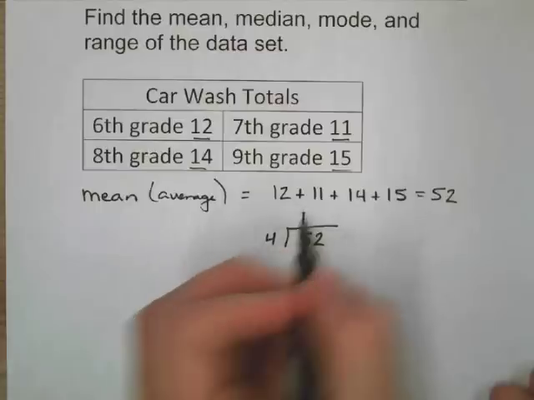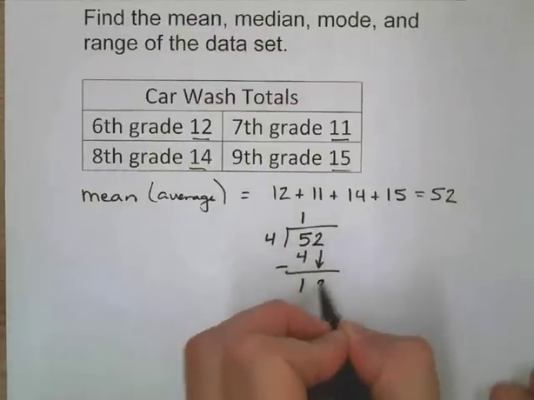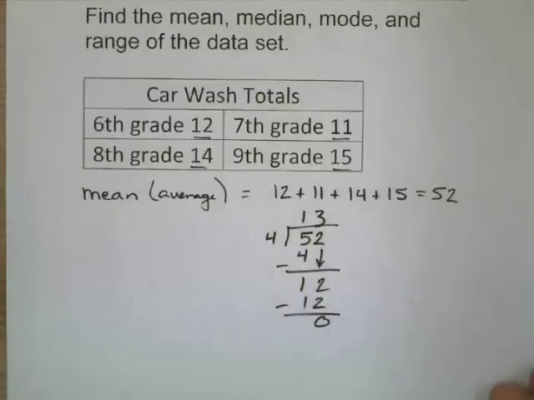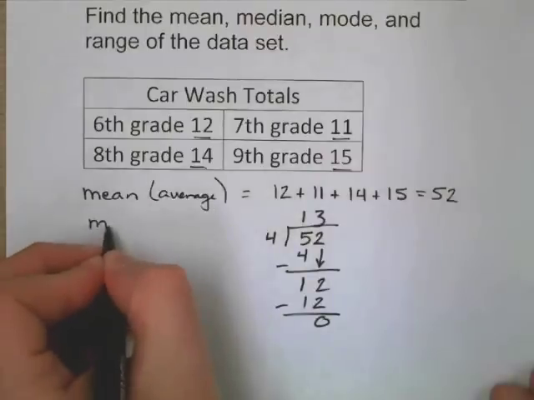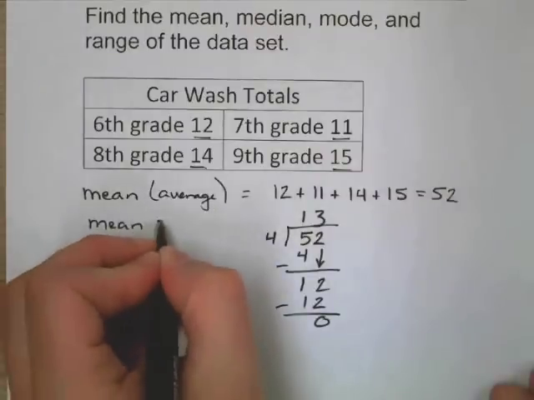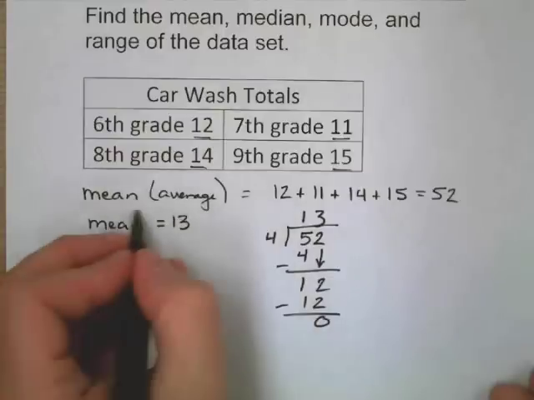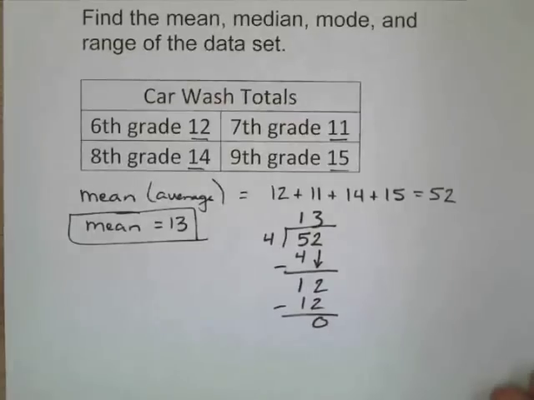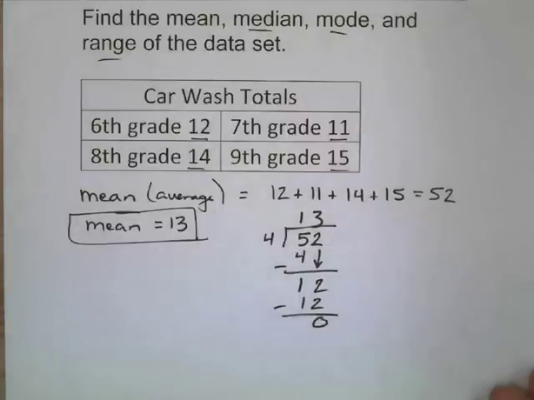So 4 goes into 5 one time, 1, 2, 4 goes into 12 three times, and I'm at an end. So my mean average is 13. Total 13 car washes. Now the other statistical landmarks here, median, mode, and range, we'll need to look at now.